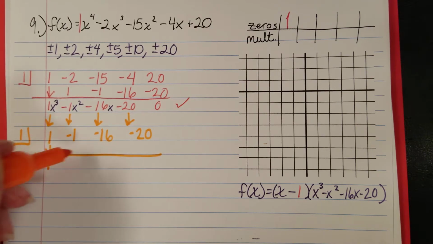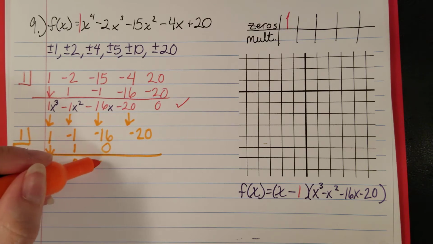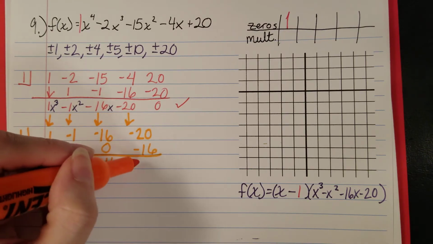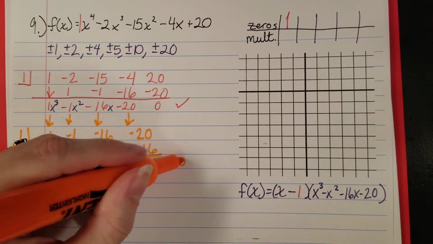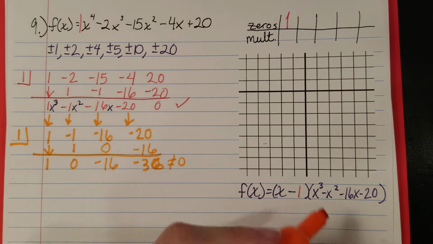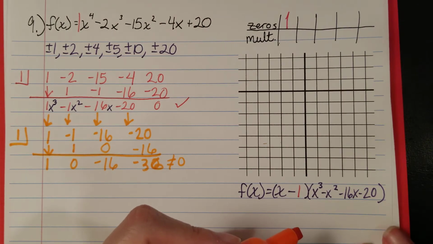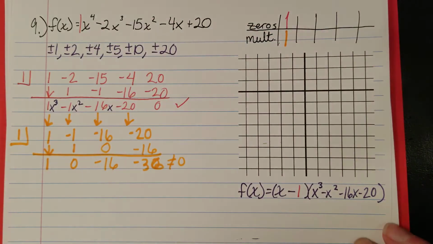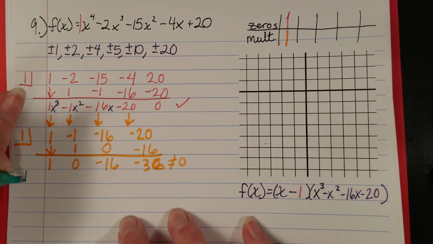Okay, so 1, 1, 0, -16, -36. So that's not equal to 0. So it's not going to be a 0 of this polynomial over here. So now we know that the multiplicity of that 0 is only 1, okay? And then we can move on to -1 in the box.